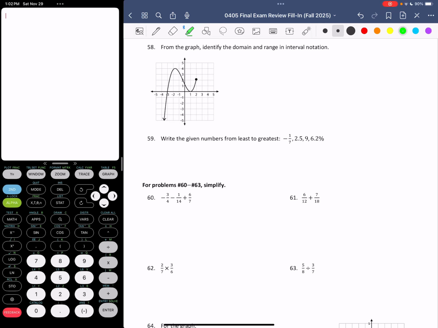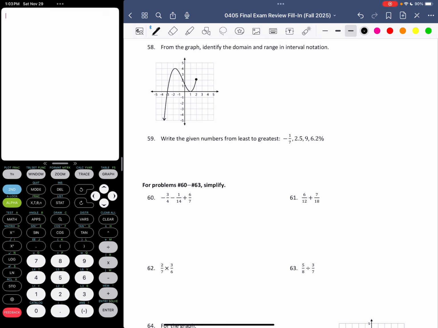All right, question 58. From the graph, identify the domain and range in interval notation. Now, this graph may be slightly different than the one you might be looking at on your review. I've improved the graph, although it is very, very similar. I think this is more what was intended when the other graph was drawn. So if you don't see a graph that looks exactly like this, maybe yours is red, just know that the intention of that graph is what this graph is.